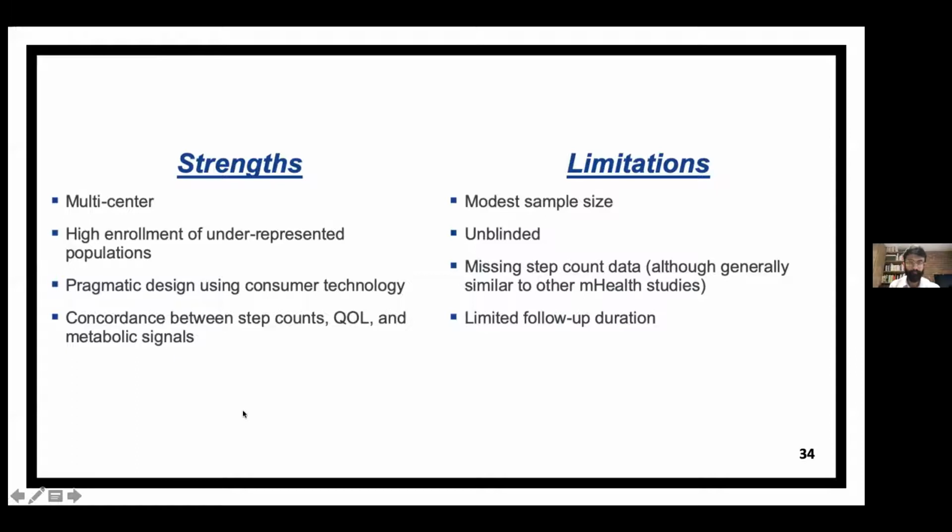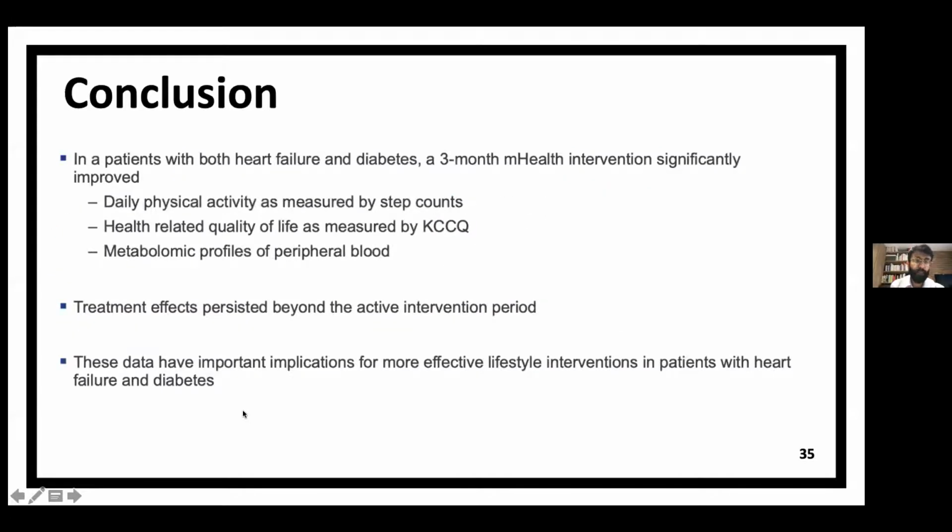So in conclusion, in patients with both heart failure and diabetes, a 3-month mobile health intervention significantly improved daily physical activity as measured by step counts, and mobile health related quality of life as measured by KCCQ. And I apologize, I didn't show the metabolomic profiles, but it actually significantly improved metabolomic profiles over time, but not A1C and not NT-proBNP. The treatment effect persisted beyond the active intervention period. And these data have important implications for more lifestyle measures in patients with heart failure and diabetes.